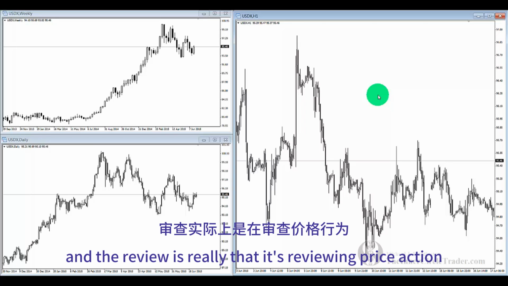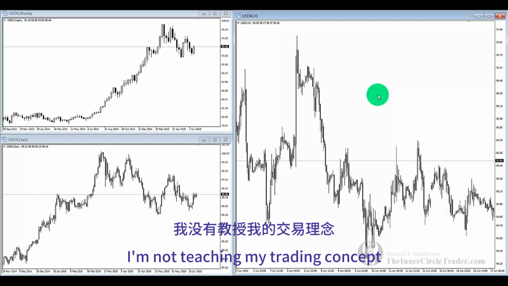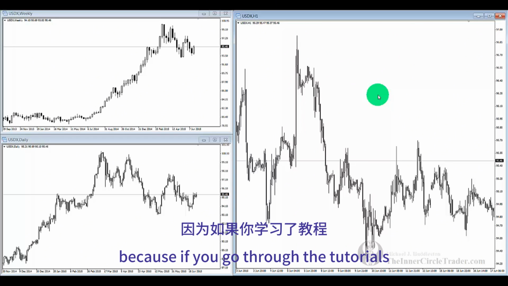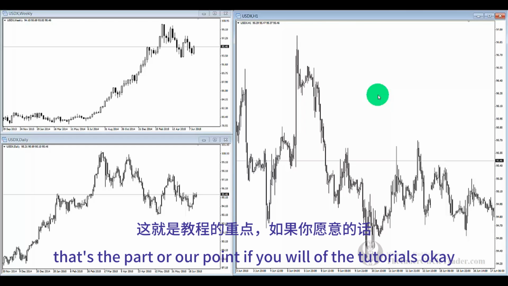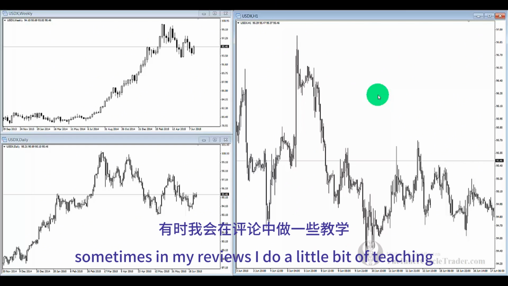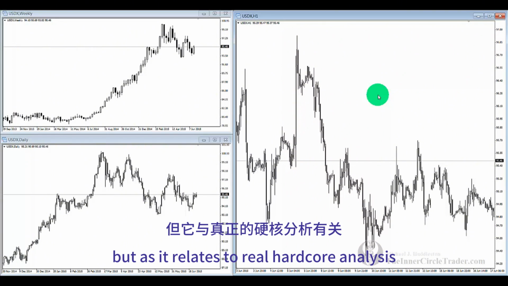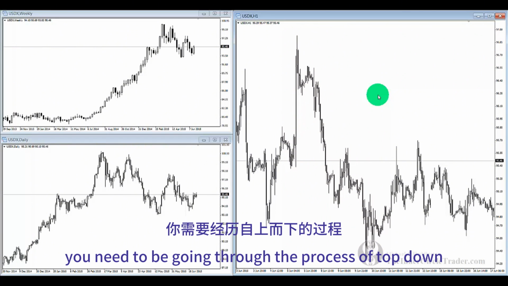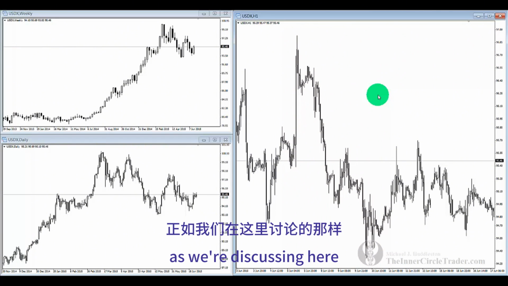And the review is really that it's reviewing price action. I'm not teaching my trading concepts, because if you go through the tutorials, that's the point of the tutorials. Okay, so there's a difference. Sometimes in my reviews I do a little bit of teaching, but as it relates to real hardcore analysis, you need to be going through the process of top down, as we're discussing here.